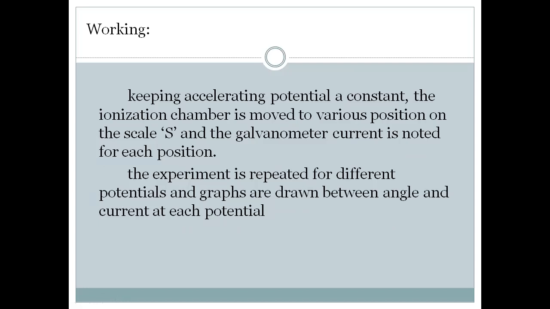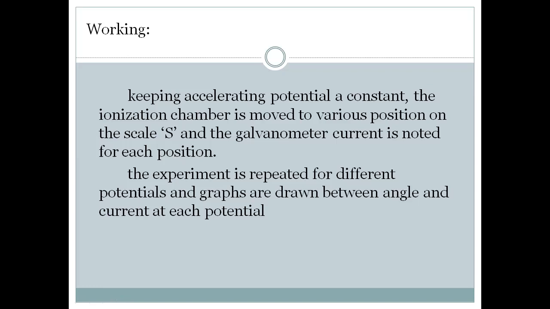Then coming to the working of this experimental arrangement, keeping the accelerating potential constant, the ionization chamber is moved over the graded scale provided there, which can move from 29 degrees to 90 degrees. At each angle, the galvanometer current is noted, and a graph is drawn between the various positions and the current produced in the galvanometer. The experiment is repeated for different accelerating potentials, and we can draw the graphs between angle and potential.